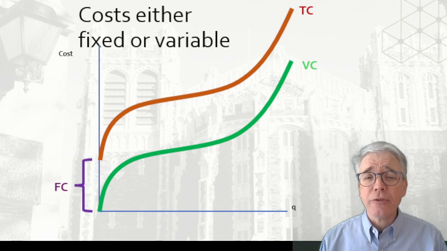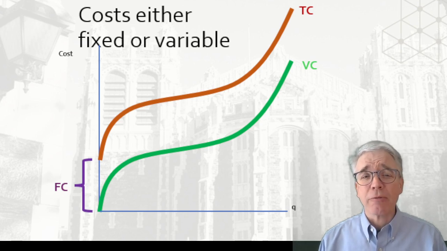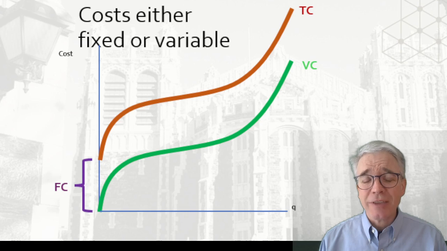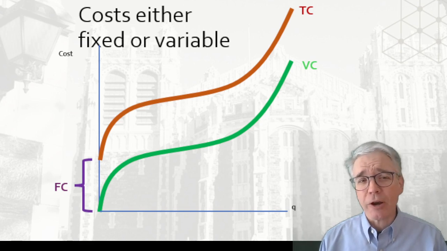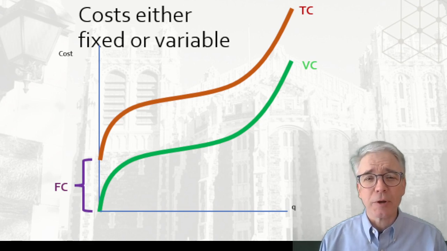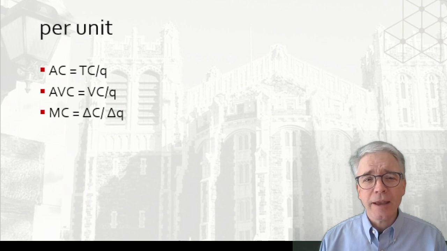As production increases, costs increase as well. At first, costs might rise steeply, but then they flatten out for a while before steepening again, once the firm gets towards sort of capacity. We can classify all costs as either fixed, not related to the quantity of production, or variable, related to the quantity of production. Now, it's usually more convenient to look at these per unit costs.